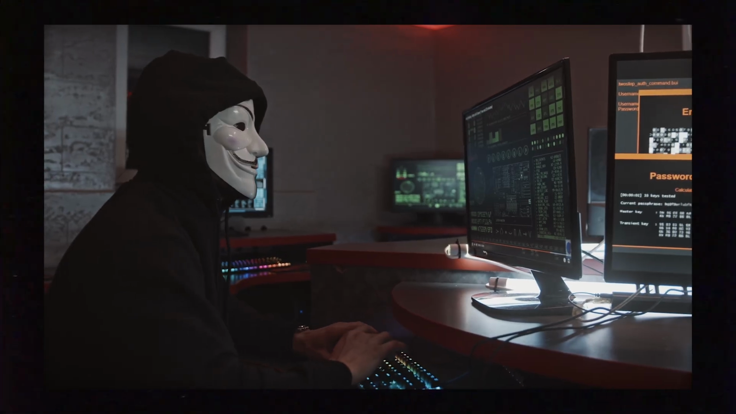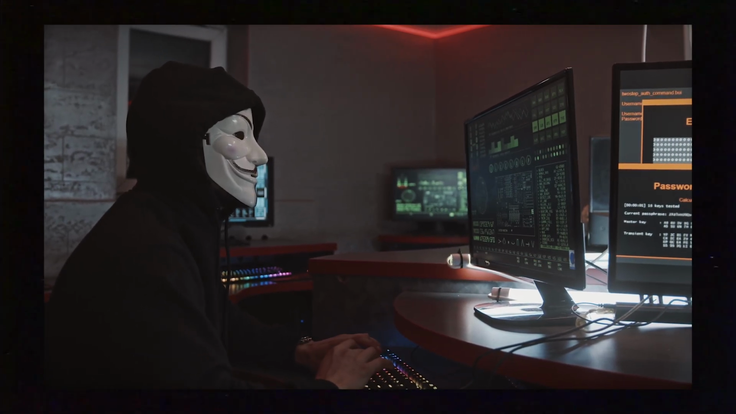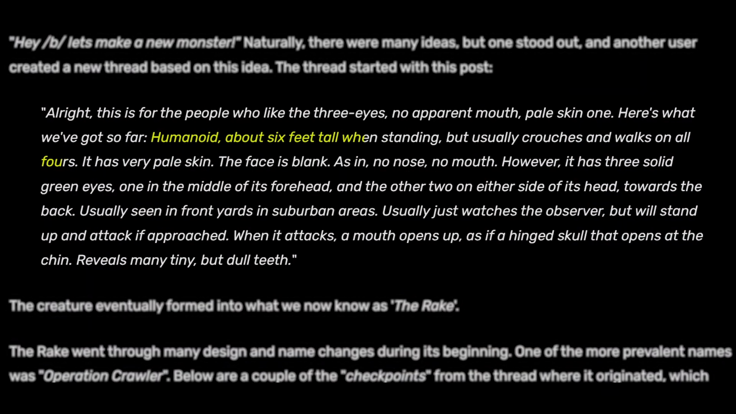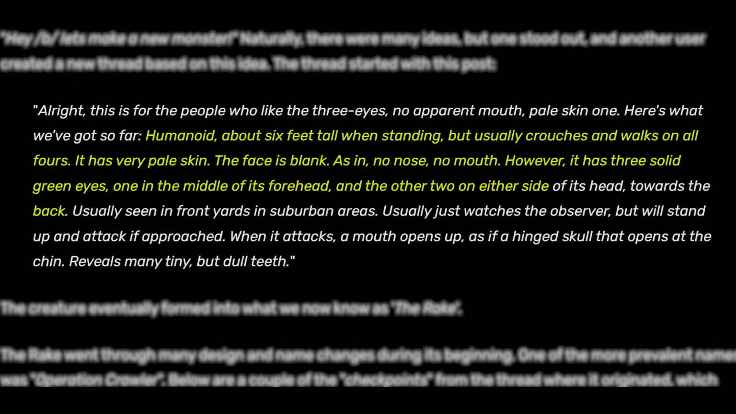People were just messing around, trying to come up with some interesting and mysterious creatures, and one of them turned out to be truly successful. The new monster was described as a tall humanoid with pale skin and 3 green eyes, one of which is located right on its forehead and the other 2 on the sides of its head. As you can see, this description is still quite far from the Rake we all know today.